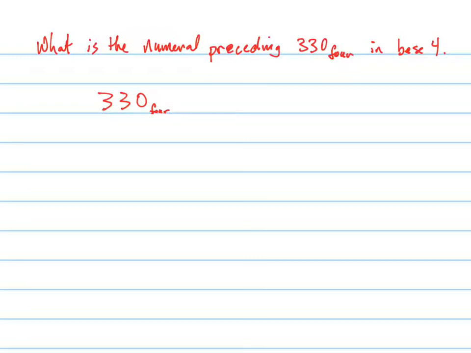Here's how I like to think of it. This is 4 to the 0, this is 4 to the 1, and this is 4 squared. So that number is 1, that number is 4, and that number is 16. So there's 3 16s plus 3 4s plus 0 1s. That's what that number is.